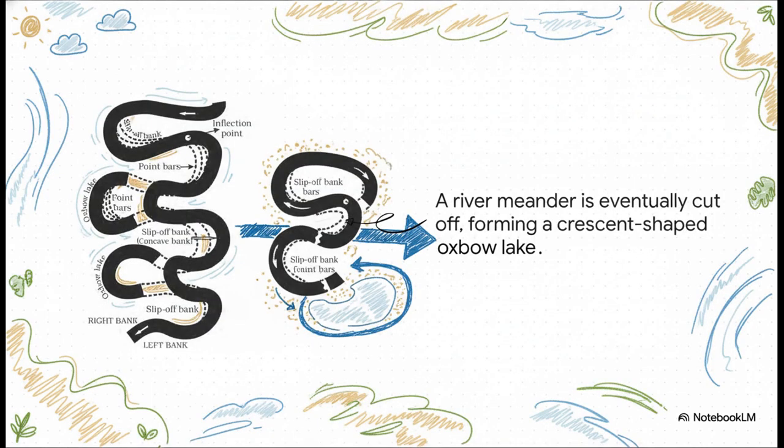Now, in a river's old age, it starts to get really loopy. The water is eroding the outer bank of a curve while it's dropping off sediment on the inner bank. And over time, these loops just get more and more extreme, until finally, the river takes a shortcut, cutting the loop off completely and leaving behind this really cool crescent-shaped oxbow lake.